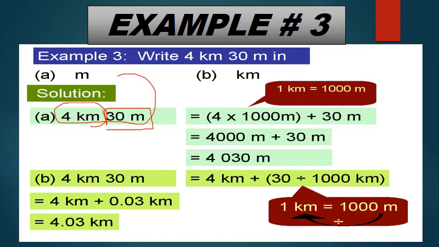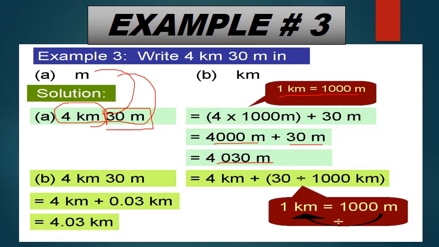So what we do? We just convert 4 kilometer into meter. When we are converting bigger to smaller unit, we will do multiply, and we will multiply it by 1000. Why we multiply it by 1000? Because 1 kilometer is equal to 1000 meter. So 4 multiplied by 1000, we will get 4000 meter. Now we add with 30 meter. Why we add 4000 meter to 30 meter? Because now they both have the same units, we can add them. So the answer we will get 4030 meter.